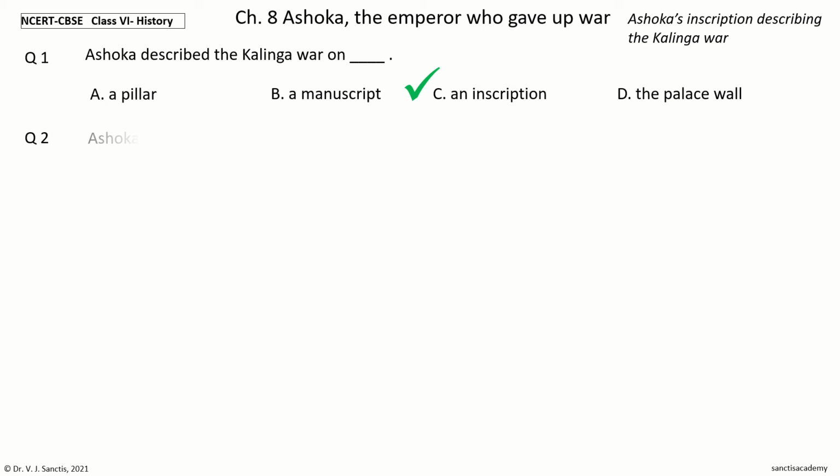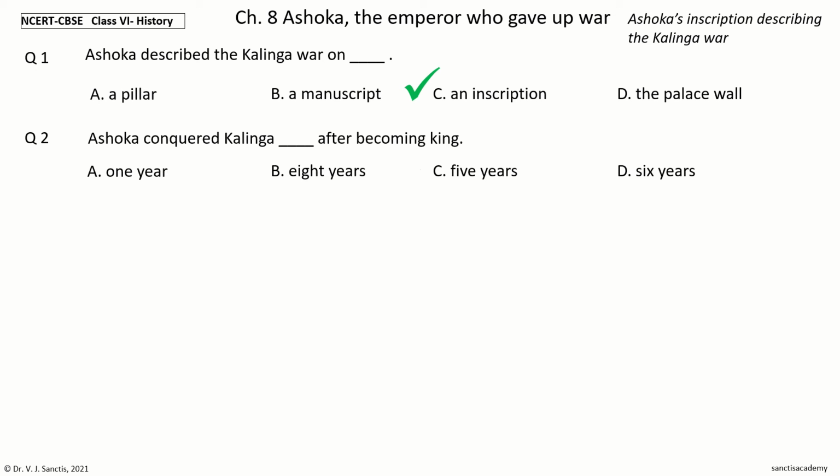Question 2. Ashoka conquered Kalinga dash after becoming king. The options are 1 year, 8 years, 5 years, 6 years. Your time to choose. And the answer is 8 years. So, Ashoka conquered Kalinga 8 years after becoming king.